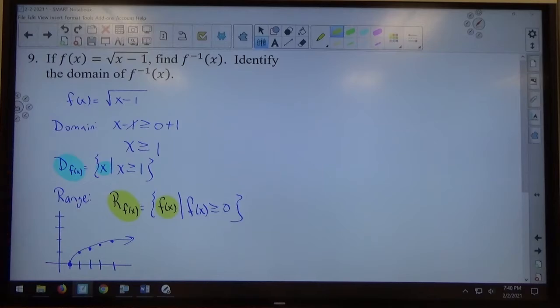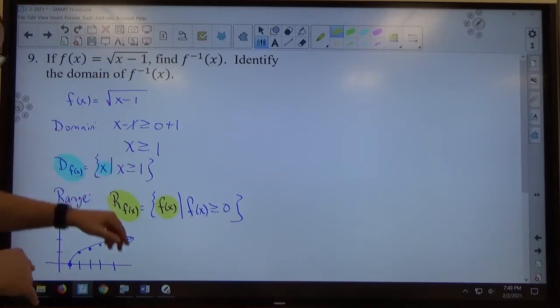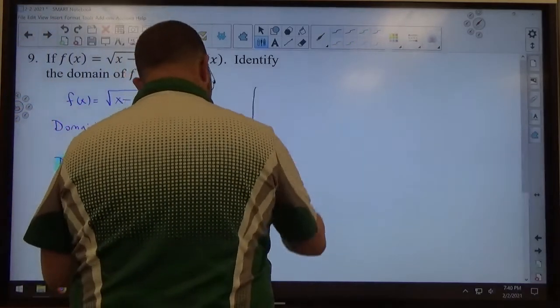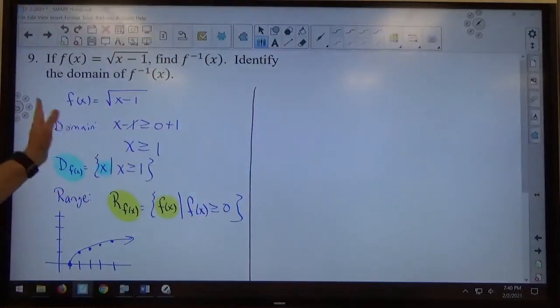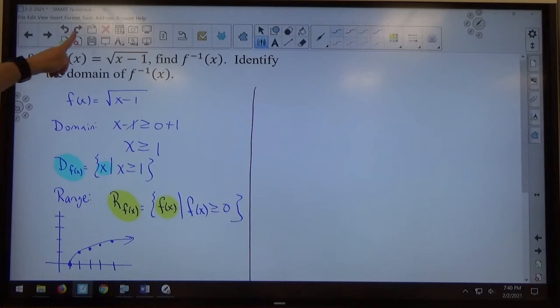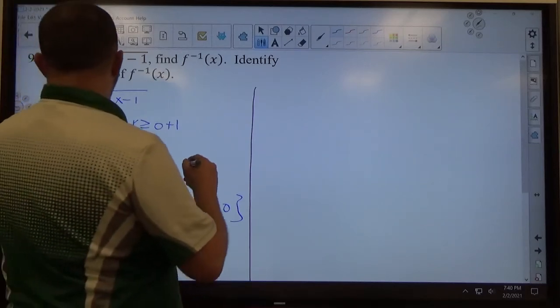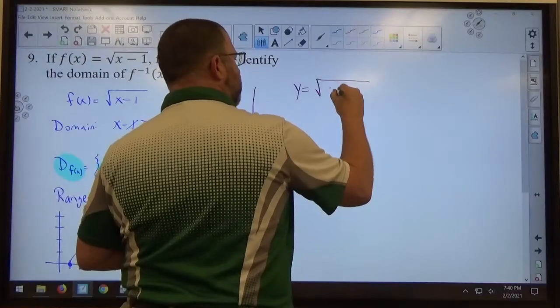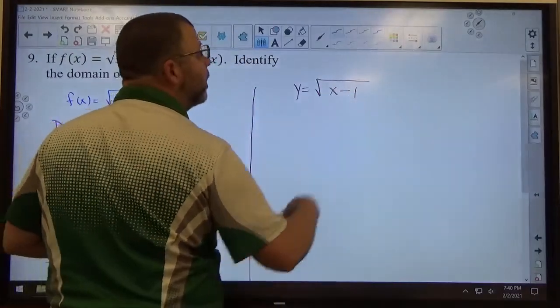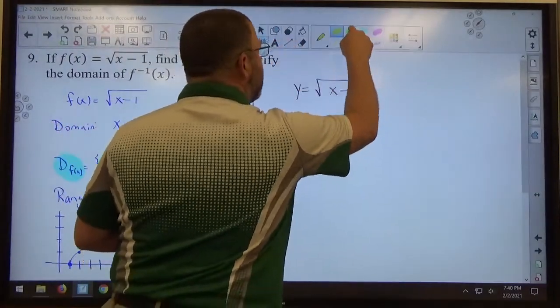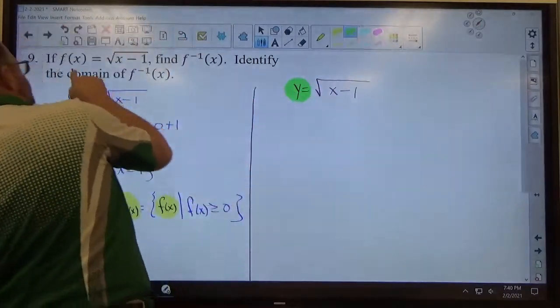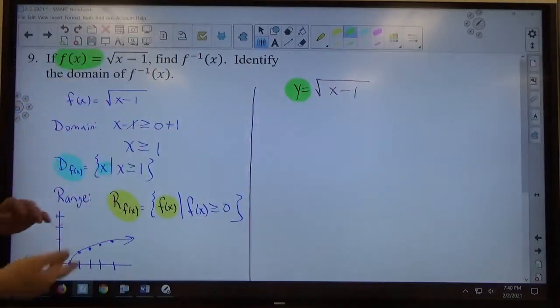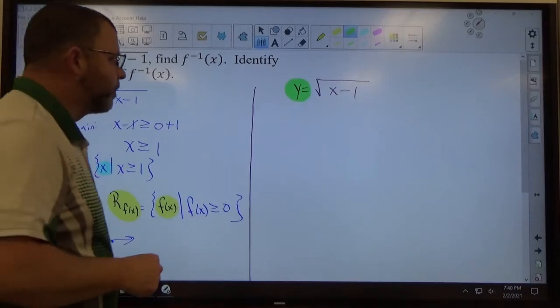All right? So with that in mind, put that on the back burner. That's important, but not really yet. We need to know that to get this part, this identify the domain. But now we want to make the inverse function. So if my original problem says y equals the square root of x minus 1. And again, notice, I did this kind of sneakily, but notice that instead of writing f of x equals, I wrote y equals. I just like y better. It's easier to work with.